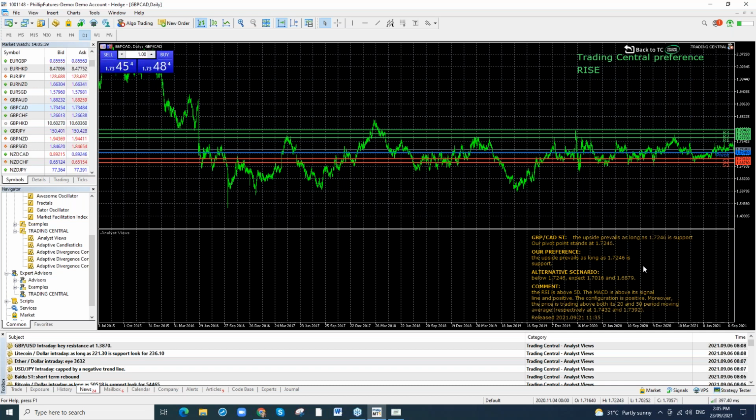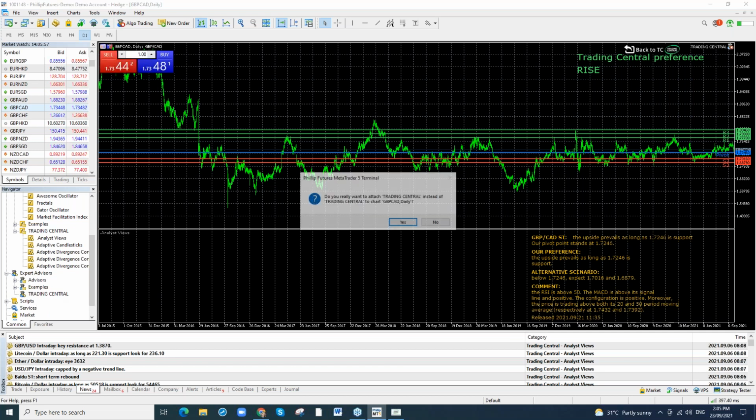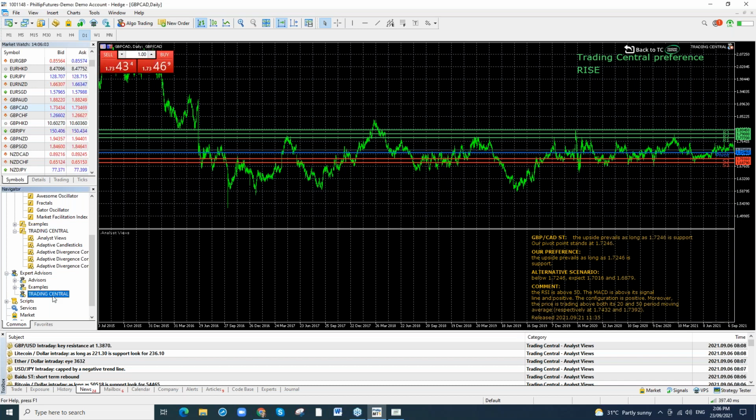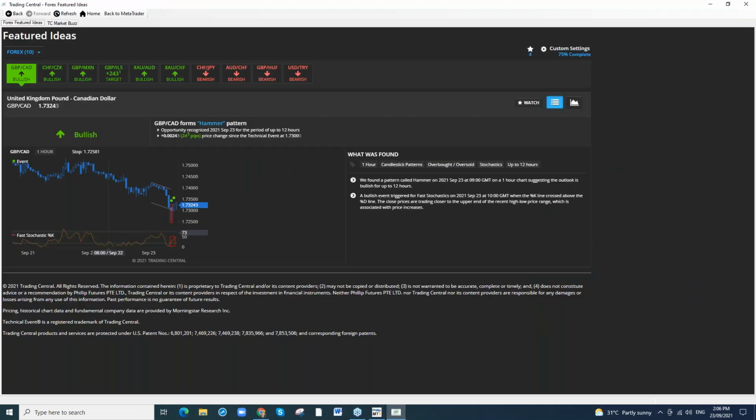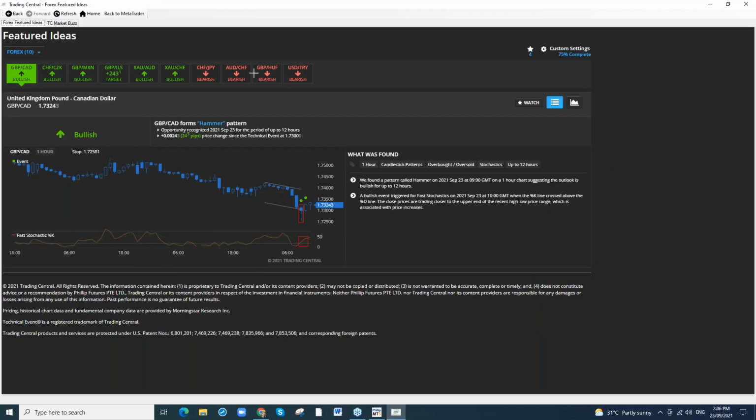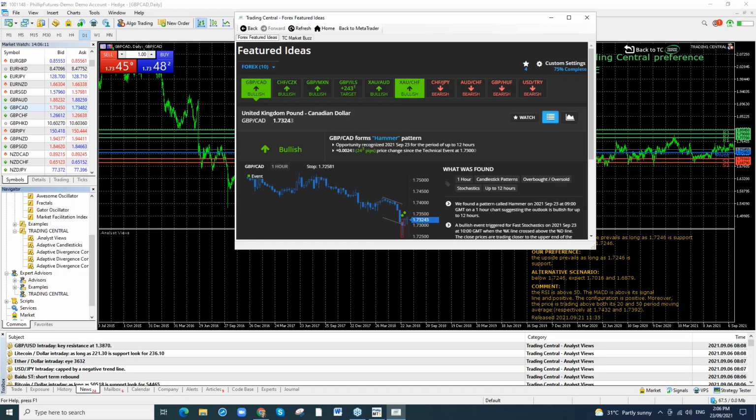Now, there are a couple more tools available as well under the expert advisor section. So, for example, you are thinking about trading Forex in this case. You can go to the expert advisors Trading Central section, double click, and the pop-up window should appear this way. It's a small pop-up window with two tools, Forex Future Ideas and TC Market Buzz. The first one that appears is the Forex Future Ideas.